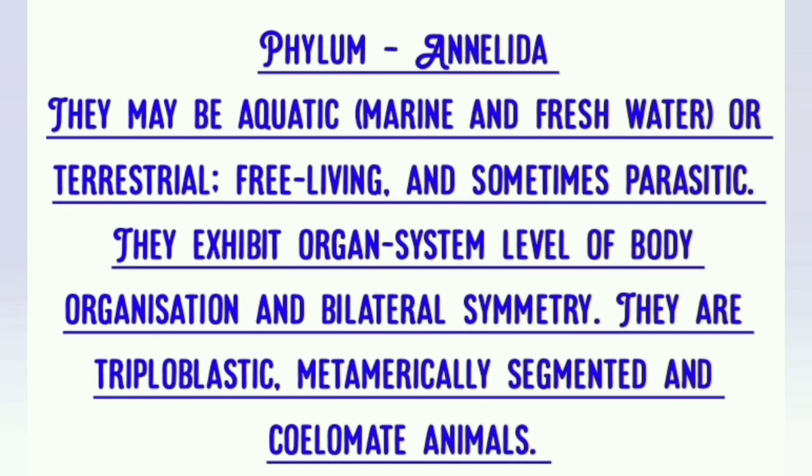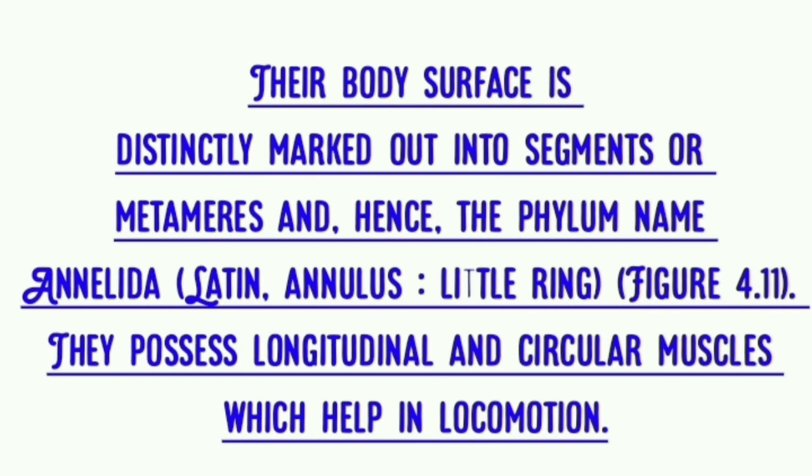Topic: Phylum Annelida. They may be aquatic, marine and freshwater, or terrestrial, free-living, and sometimes parasitic. They exhibit organ system level of body organization and bilateral symmetry. They are triploblastic, metamerically segmented and coelomate animals. Their body surface is distinctly marked out into segments or metameres and, hence, the phylum name Annelida, Latin, annulus, little ring, you can see in Figure 4.11.